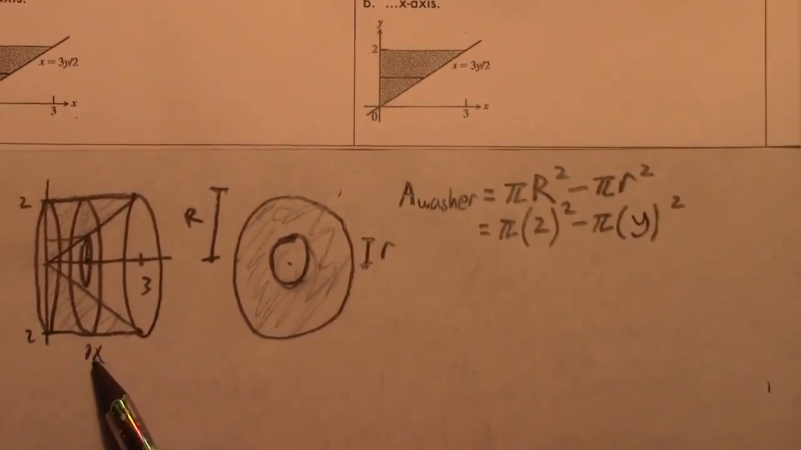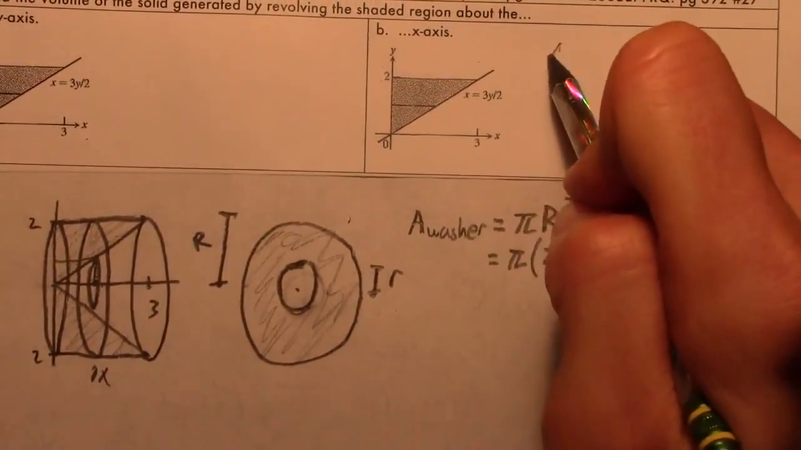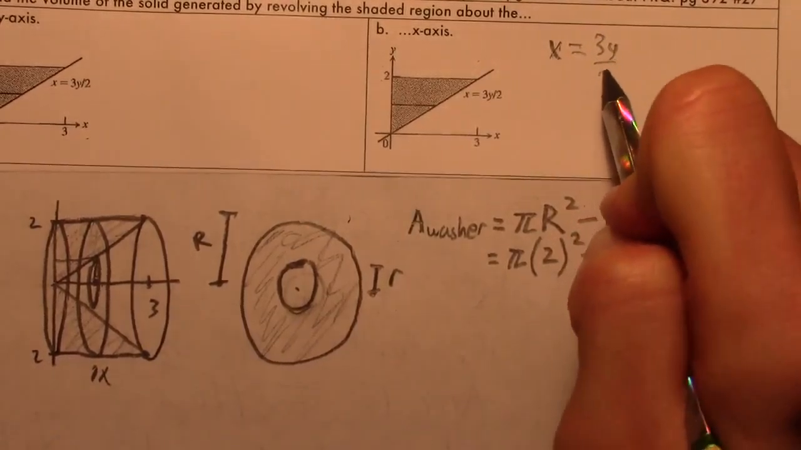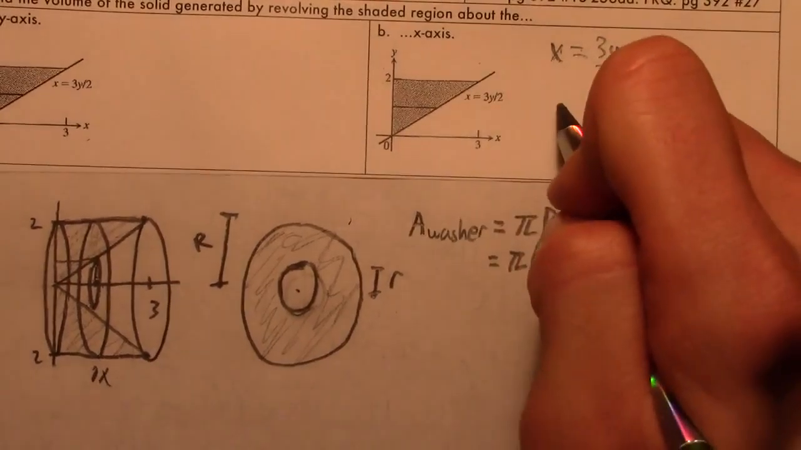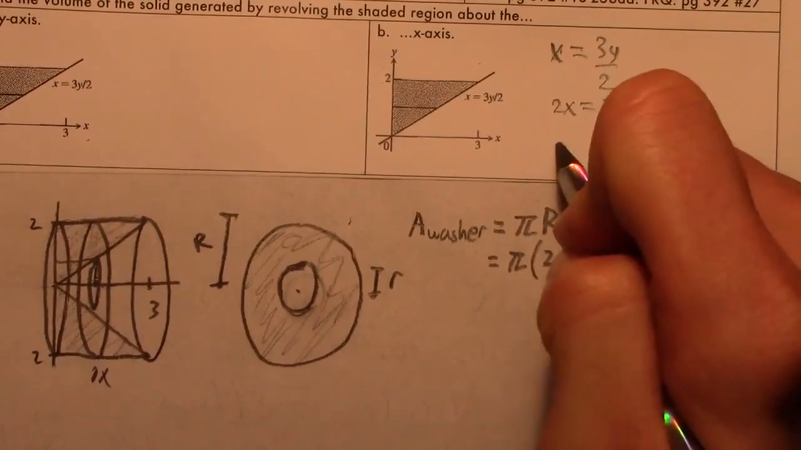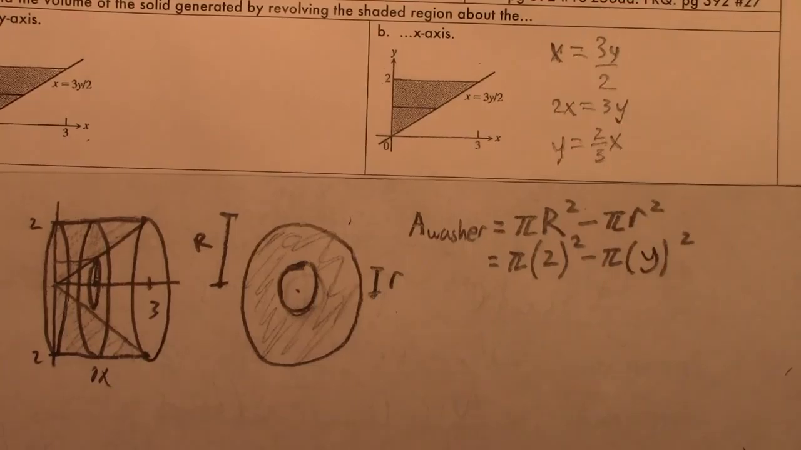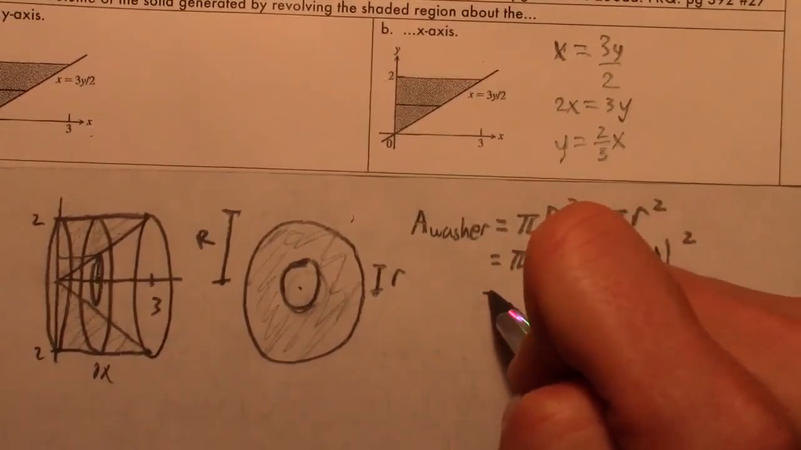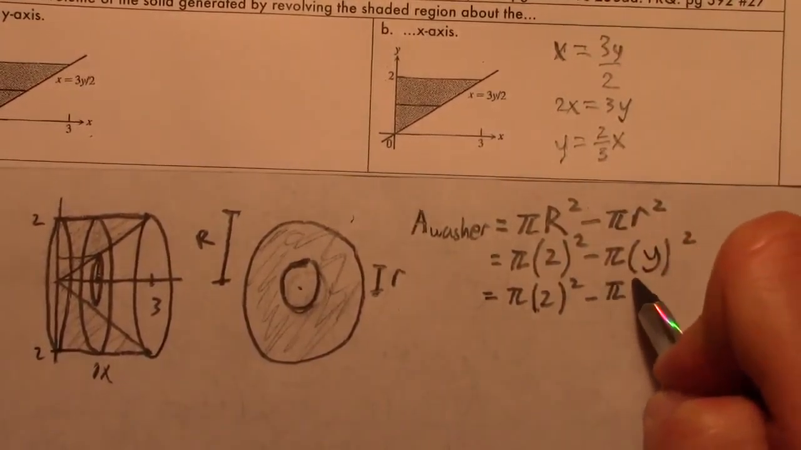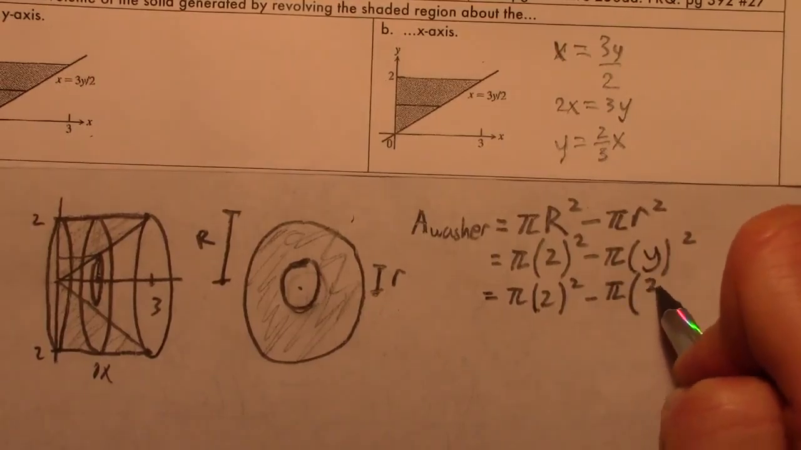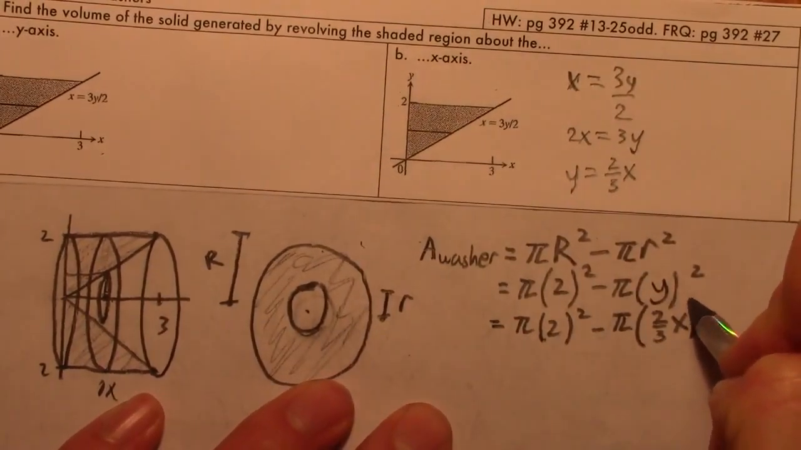But we're doing dx slices, so this y is no good. We have x equals 3y over 2, so that means I need to solve for y. So 2x equals 3y, which means y equals 2/3 x. Now I can substitute in for y, and now my equation is in terms of x, which is great because these are dx slices. So pi times (2/3 x) squared.